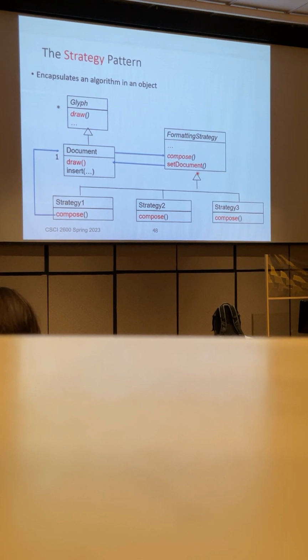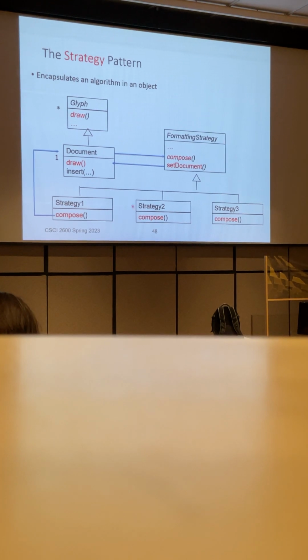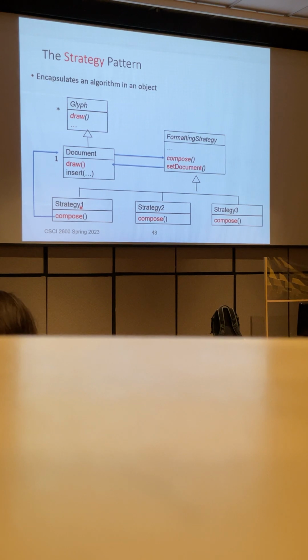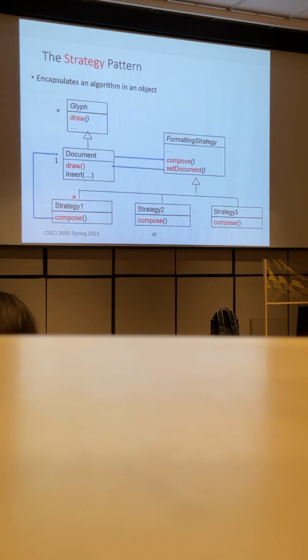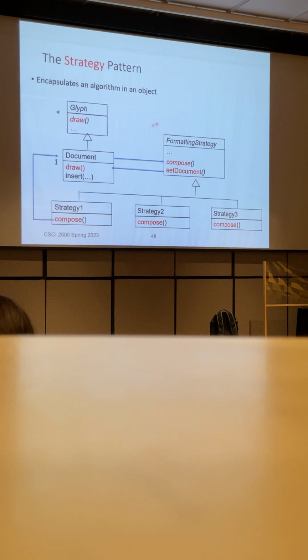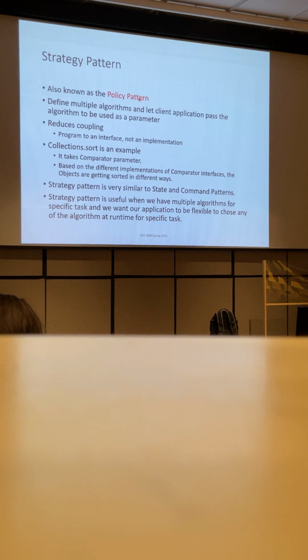And then we have specific formatting strategies as concrete classes that inherit from formatting strategy: strategy 1, strategy 2, strategy 3. And note how document consists of formatting strategy. Document has formatting strategies. In this case, it can only have one. So document only has one formatting strategy. This variation of the same pattern is called a strategy pattern. It is also known as the policy pattern.